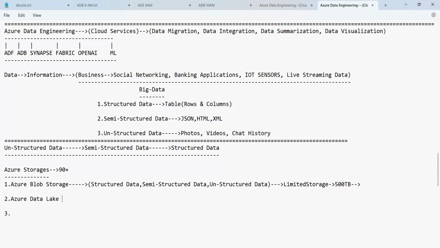It's a more advanced storage, guys: Azure Data Lake Gen 2. Gen 2 means Generation 2. Azure Data Lake Gen 2 can store the following: structured data, semi-structured data, and as well as unstructured data. And here it is called unlimited storage.